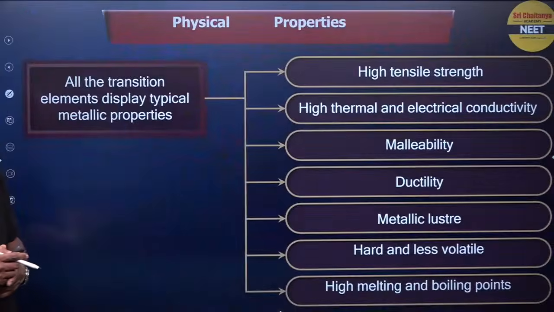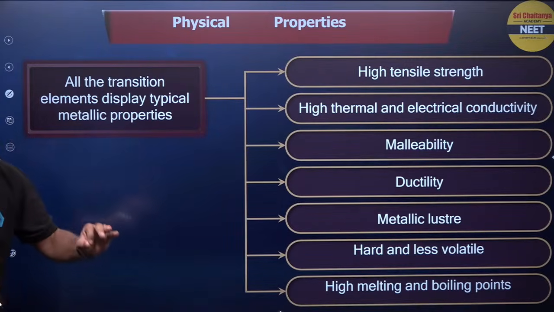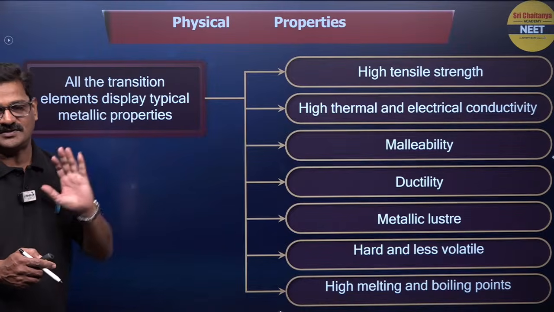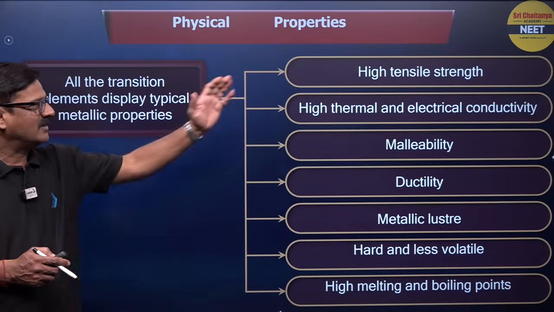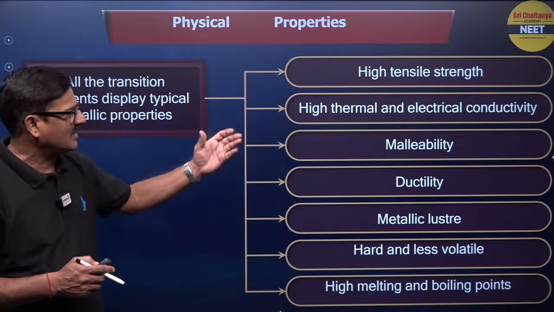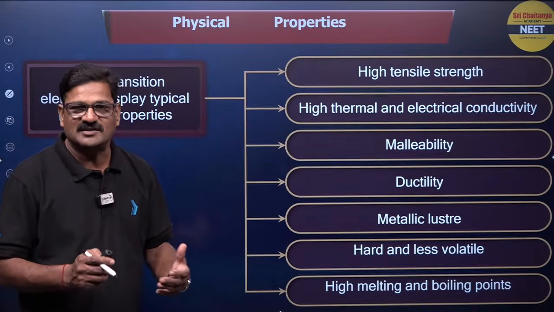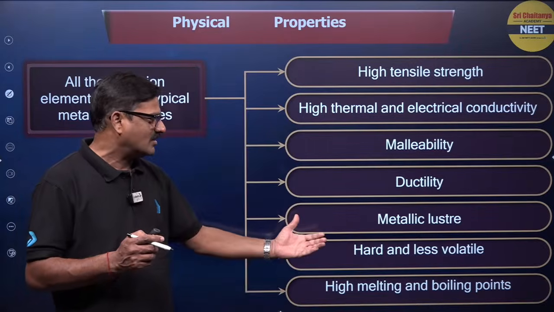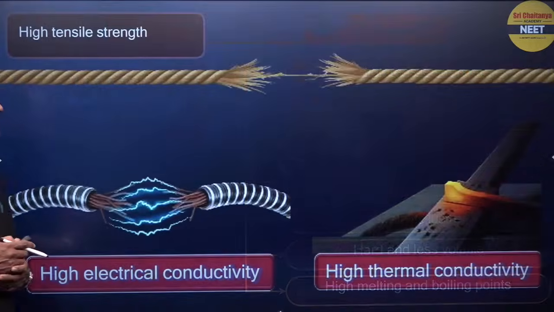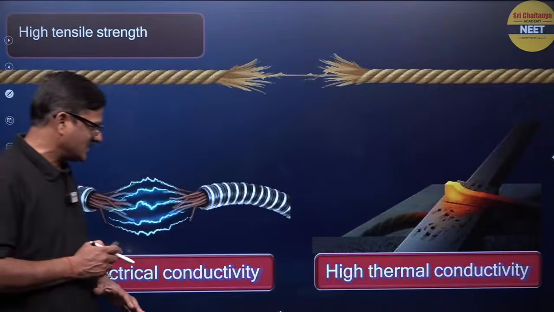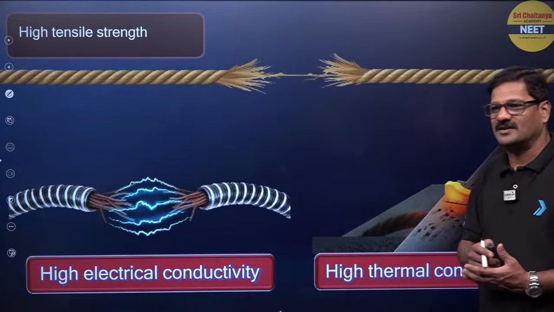And you can see physical properties. All the transition metals display typical metallic properties. So what are the typical metallic properties? They have high tensile strength and high thermal and electrical conductivity, malleability, ductility, electrical conductor, hard and less volatile. This is what is called high tensile strength. So high thermal conductivity, high electrical conductivity.